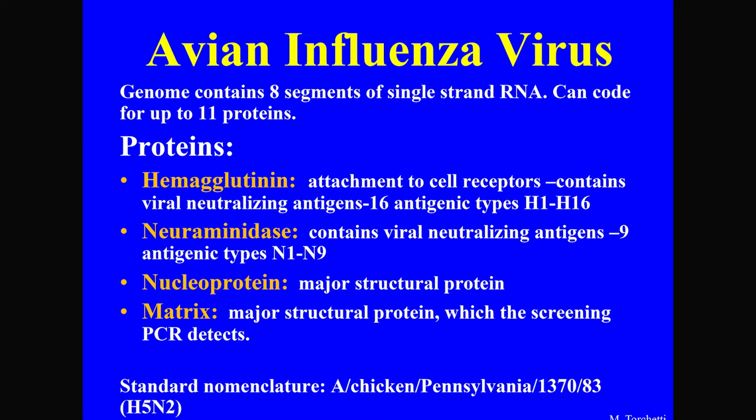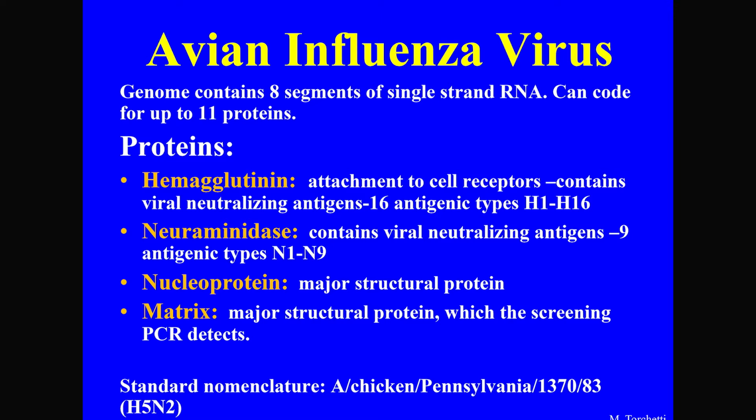Neuraminidase contains viral neutralizing antigens, and there are 9 of these types, N1 through N9. Now these are the designations that you hear talked about when we refer to the virus as H5N2. That would be hemagglutinin type 5 and neuraminidase type 2. The nucleoprotein is the major structural protein, and then the matrix, which is also a major structural protein, is used in screening for the PCR. It's what the PCR detects.